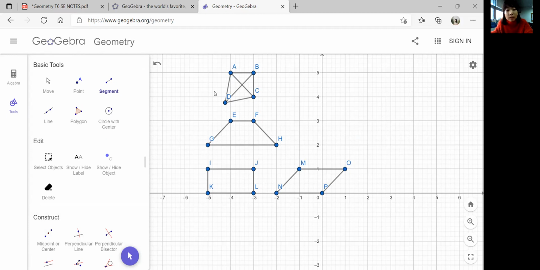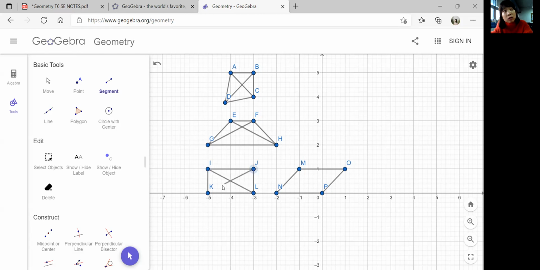For quadrilateral 1, diagonals are perpendicular because it's a kite. One diagonal bisects the other. So BD bisects AC. If that's M, AM and CM are congruent, but not BM and DM, okay? Diagonals are not congruent. This one, BD is longer than AC. Quadrilateral 2, diagonals are congruent. EH and FG are congruent. Okay, same distance.